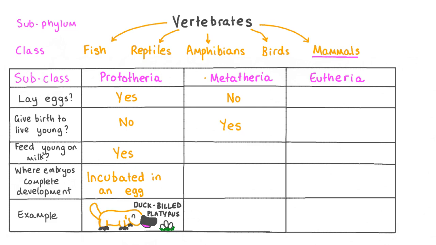Organisms belonging to the subclass Metatheria do not lay eggs, but instead give birth to live young. These young are also fed on their mother's milk and are nursed in a pouch, usually found on her abdomen. An example of a species in the Metatheria subclass is the kangaroo.